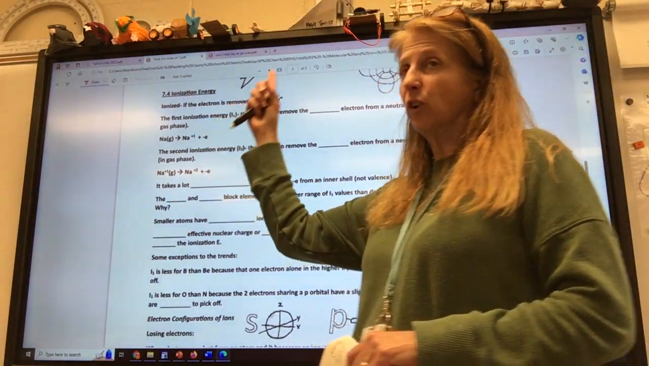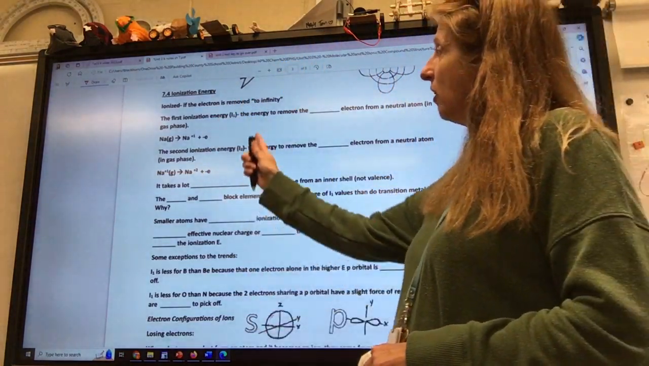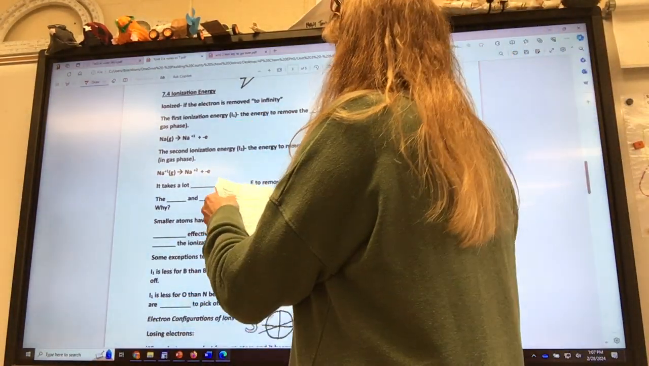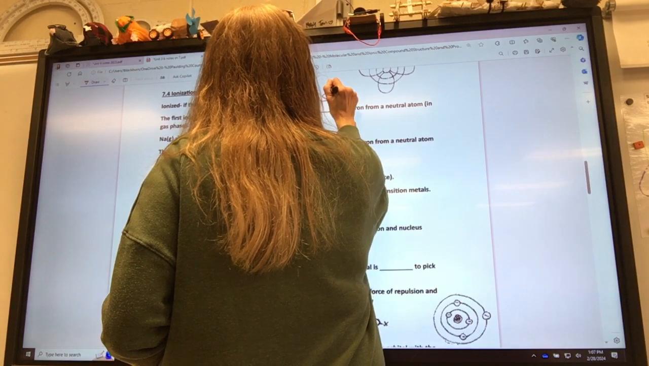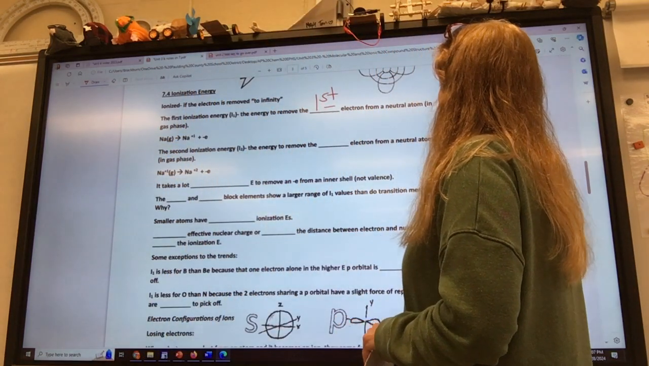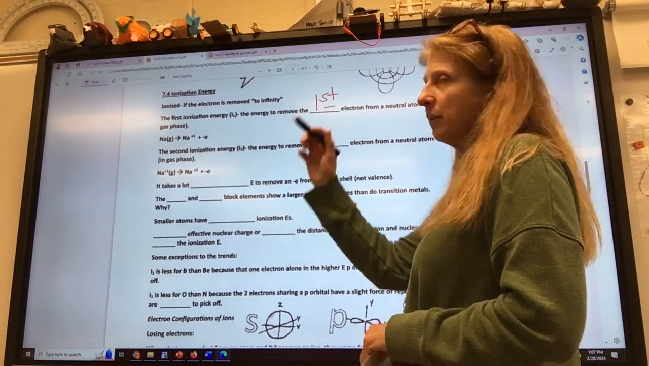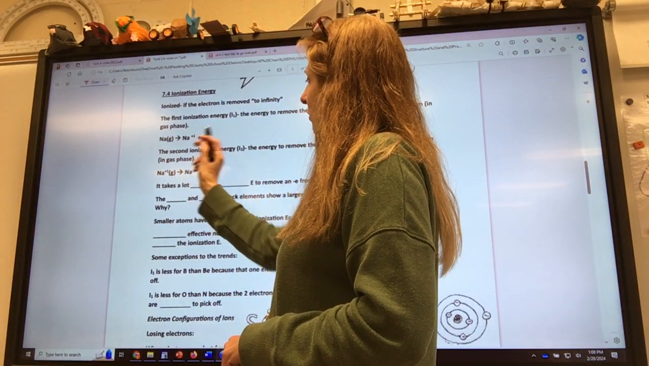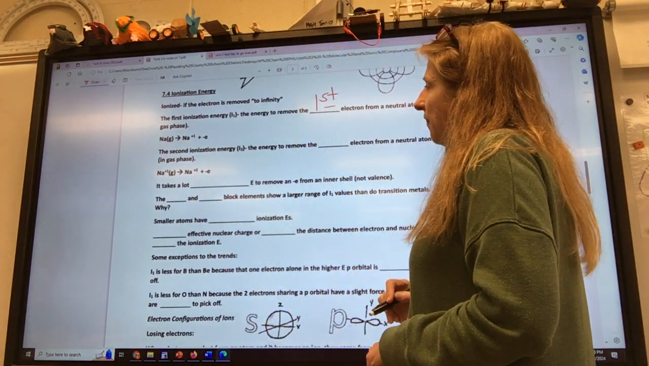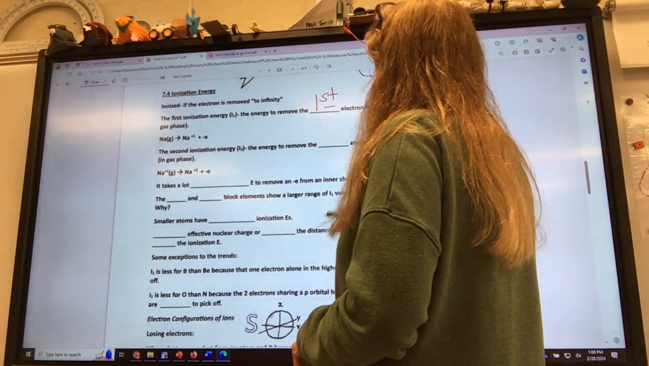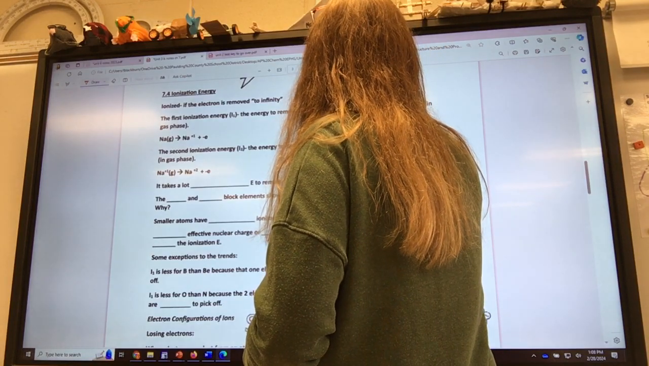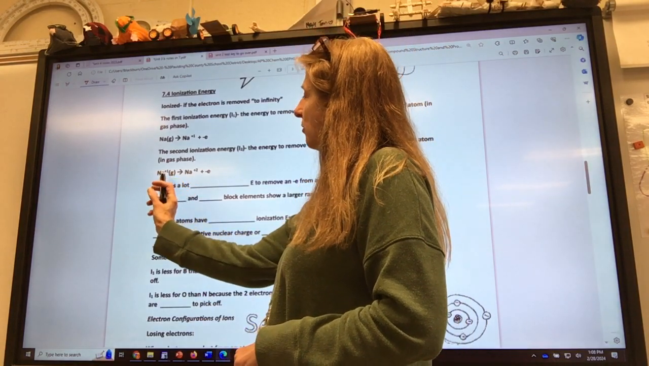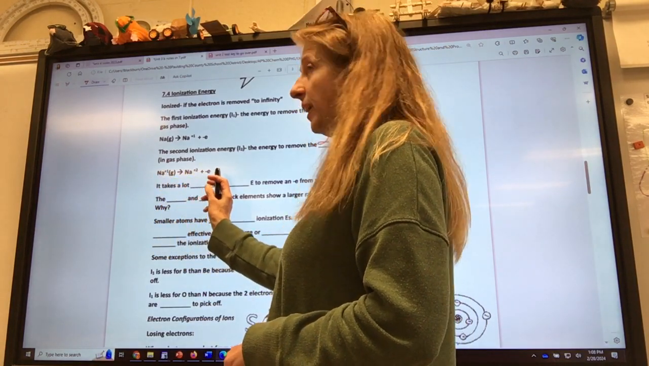If you're taking off your first electron off of an atom, it's called the first ionization energy, I1. And it's the energy to remove, yes, you guessed it, the first electron from the neutral atom, and by definition, in gas phase. So here we have sodium. We took off an electron, and now it's that ion. The second ionization energy is the energy to remove the second electron from the atom in gas phase. So now you've got your sodium ion, and you're going to take off another one.